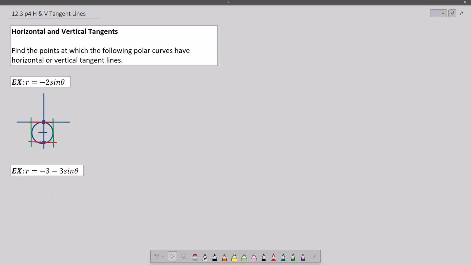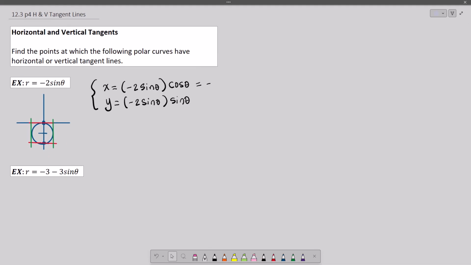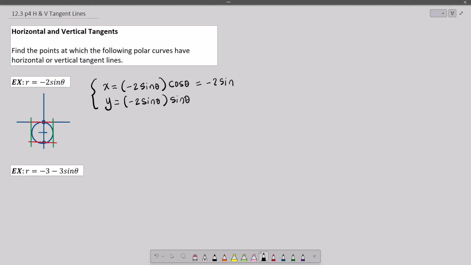So we need to find dy dx. To find dy dx for a polar curve, we convert to parametric and then do y prime over x prime. So let's go. So our parametric representation, x equals r multiplied by cosine of theta, and y equals r multiplied by sine of theta. These can both be kind of rewritten pretty easily. So minus 2 sine theta cosine theta. And down here, minus 2 sine squared.